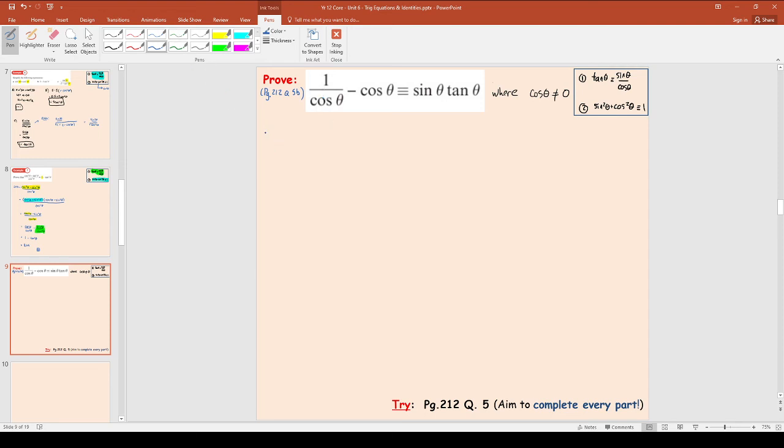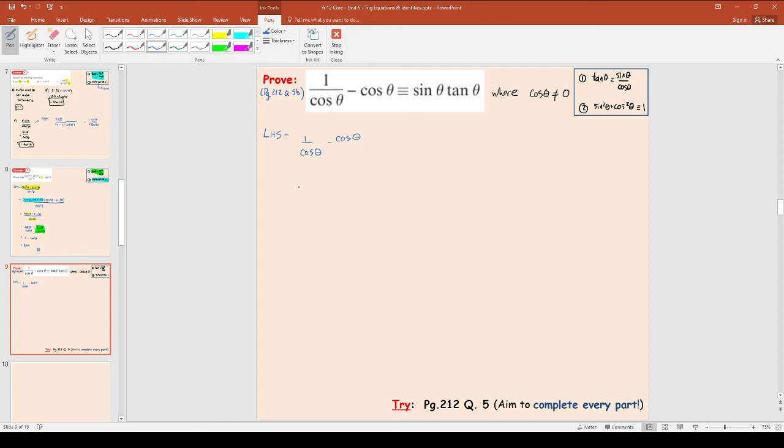So here's what we're going to do. We're going to approach this the same way as the last one. We're going to start with the left-hand side, because even though this one can be simplified a bit, this is ugly because of the fractions. So the left-hand side was this: 1 over cos theta, take away cos theta.